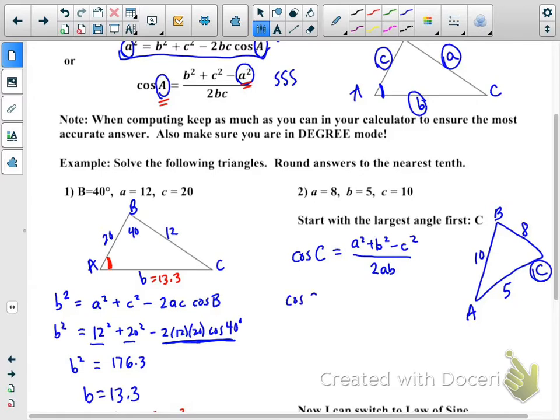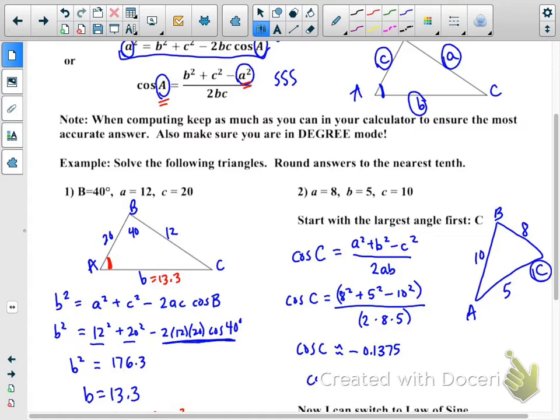That's going to be the cosine of C is equal to 8 squared plus 5 squared minus 10 squared. Again, that should all be in a parenthesis. Divided by 2 times 8 times 5. So the cosine of C is approximately negative 0.1375. And actually, I think it's exactly negative 0.1375, not approximate.